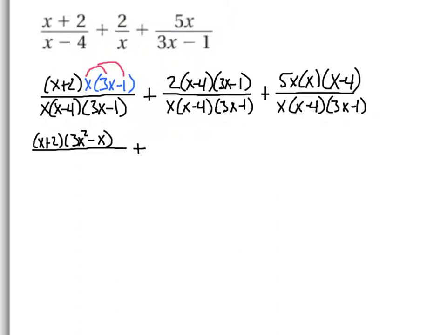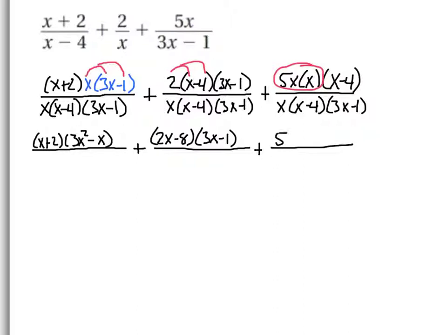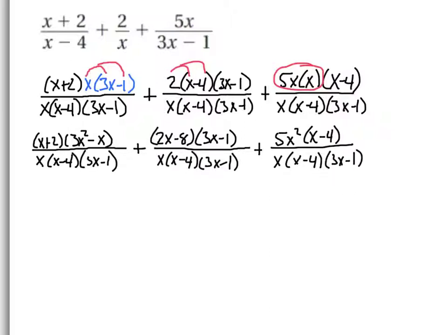Looking at the second fraction, I'm going to go ahead and distribute my 2 through here. So I have 2x minus 8 times 3x minus 1. And on that last fraction, I'm going to go ahead and multiply 5x times x, which is 5x squared times x minus 4. All right, my denominators are still the same. So a little time lapse there. I got my same denominators.